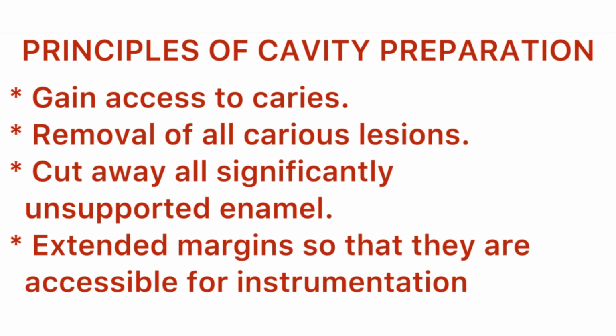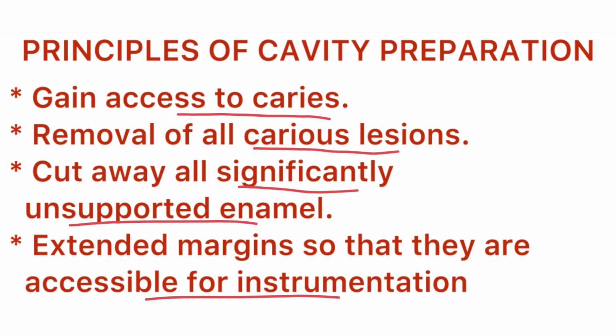Now let us see the principles of cavity preparation. So the first principle is to gain access to the caries. After that there will be removal of the carious lesion. So we have to remove all the carious lesion from the tooth, and also cut away all the significantly unsupported enamel and extend the margins so that they are accessible for instrumentation.